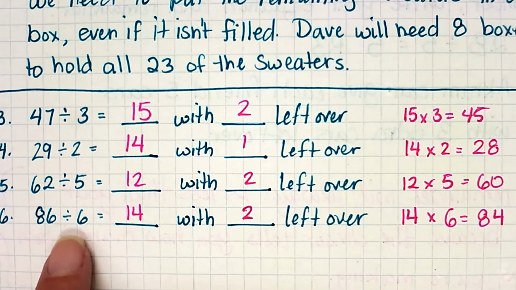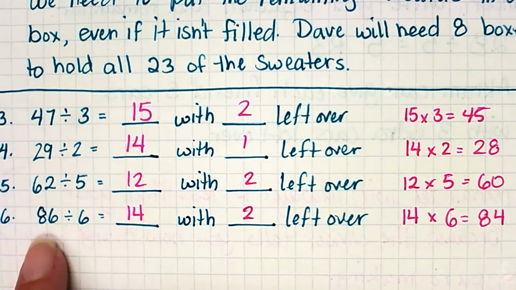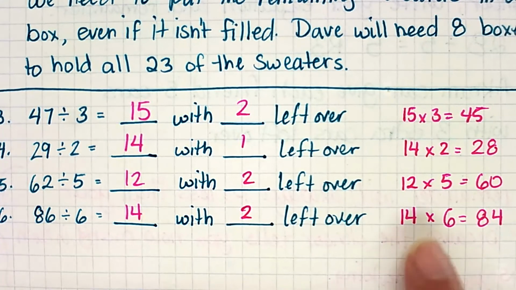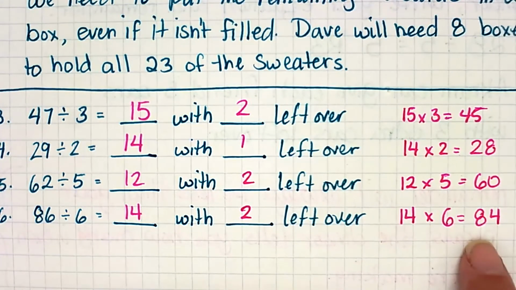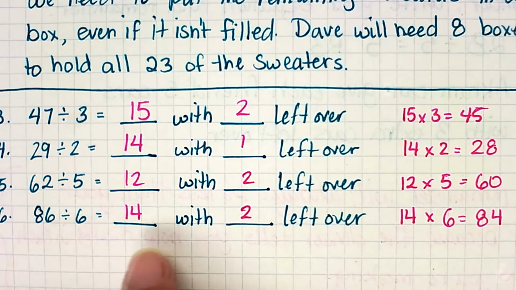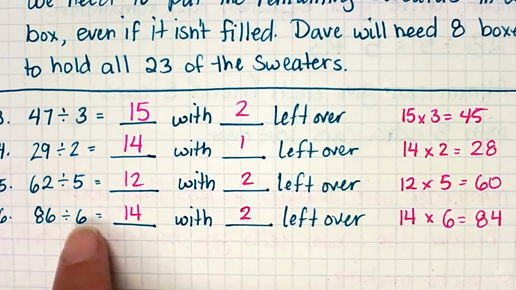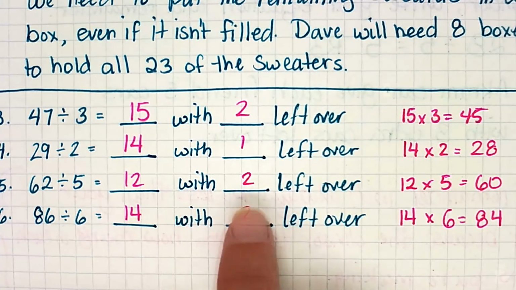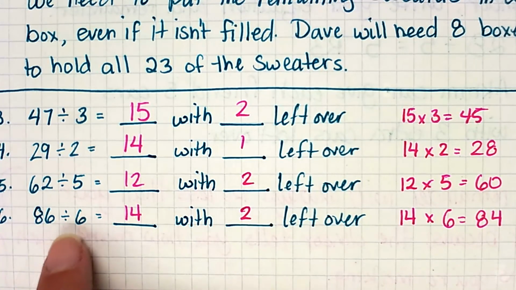And the last one, 86 divided by 6. So I had to think 6 times what number gets me close to 86 without passing it. 14 times 6 gets me to 84. And 84 is 2 away from 86. So my answer to 86 divided by 6 is going to be 14 with 2 left over. So my remainder is 2.